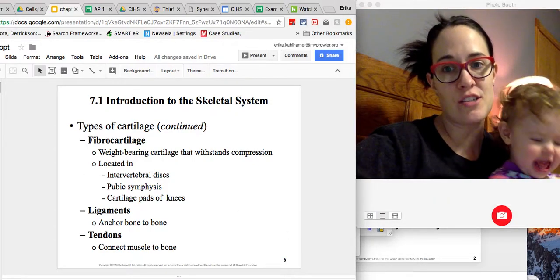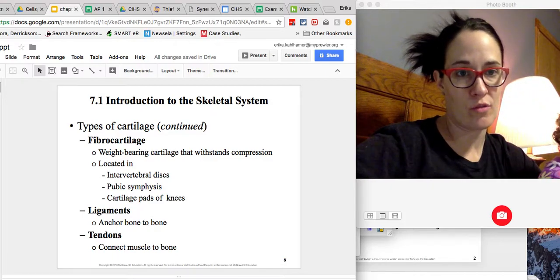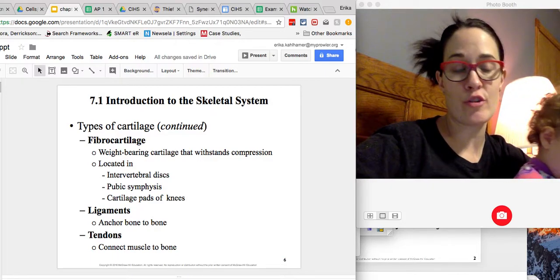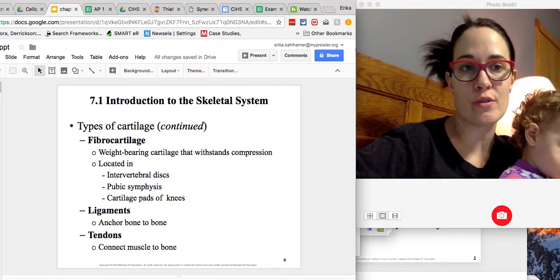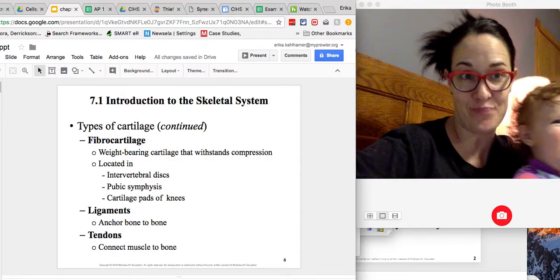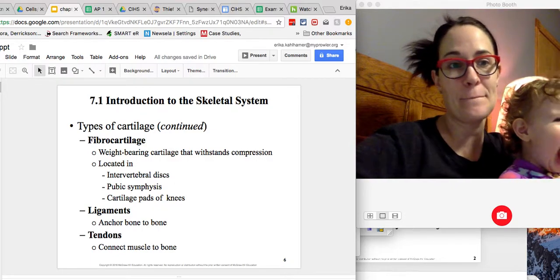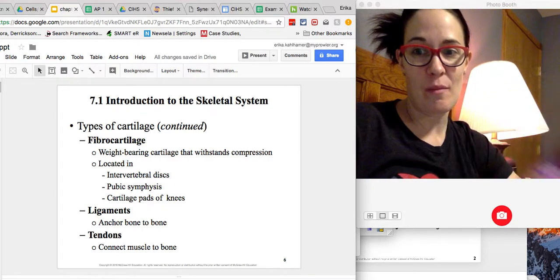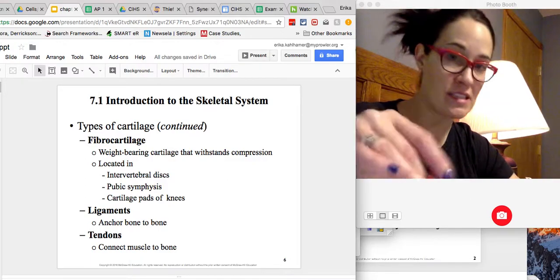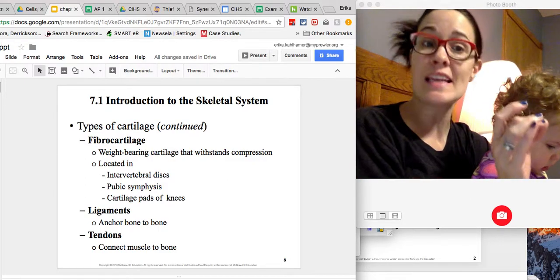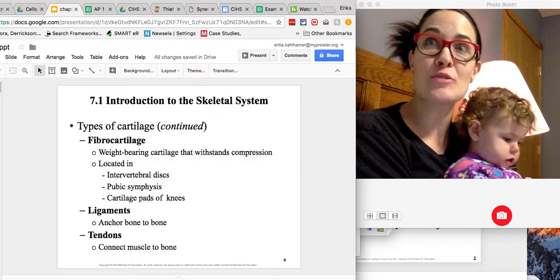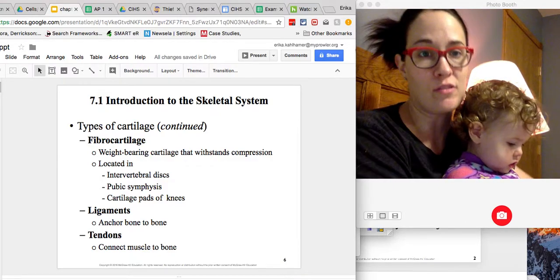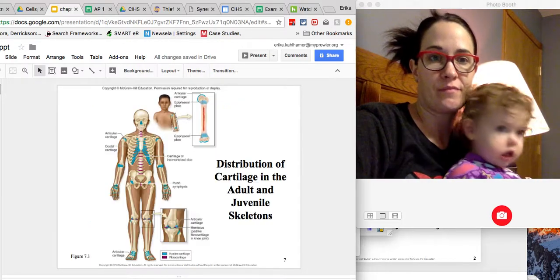Ligaments are cartilage that attach bone to bone. So your anterior cruciate ligament, or your ACL, or your posterior cruciate ligament, are ligaments. Tendons attach muscle to bone. So that's different because it's attaching a muscle, like your Achilles tendon attaches your gastrocnemius, or your calf muscle, to your heel bone.